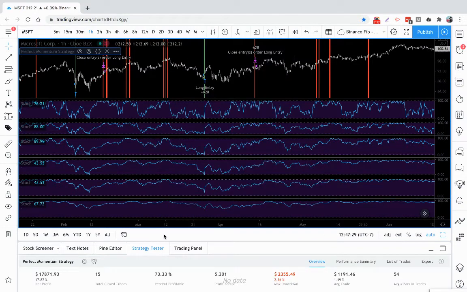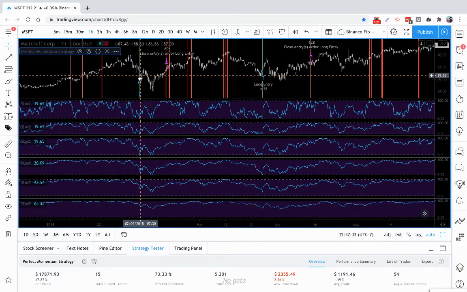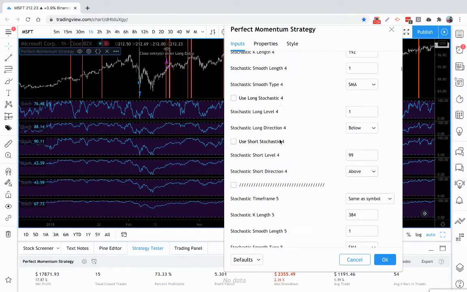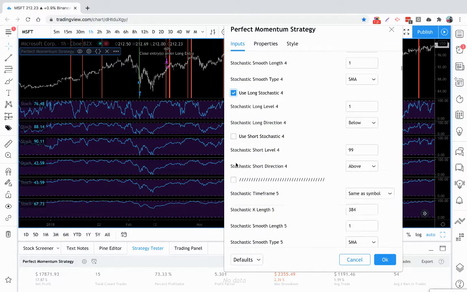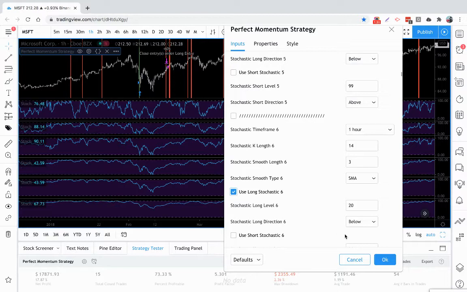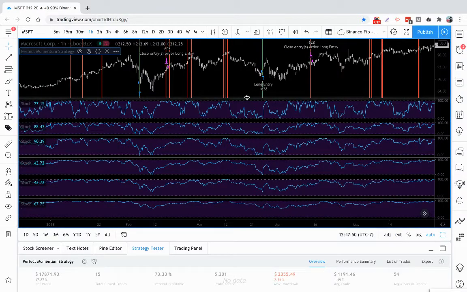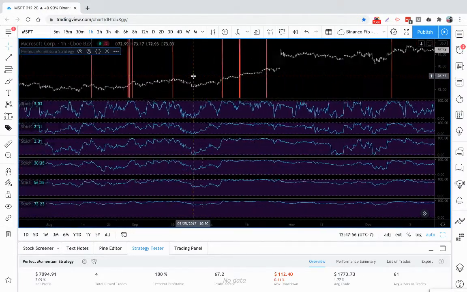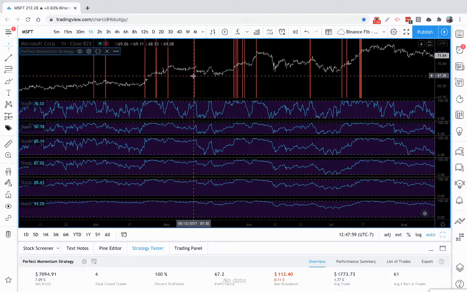So now we took less long entries. Now all 3 of these must be below 1 for it to take a long entry. So we have that condition met right here. If we added, let's just add 4th, 5th, and 6th so you can see. So we're going to add a 4th stochastic, 5th stochastic, and 6th stochastic. So we should have way less entries now. And we're going to see the conditions where it all happened at the same time.